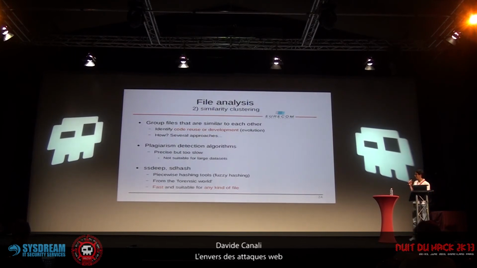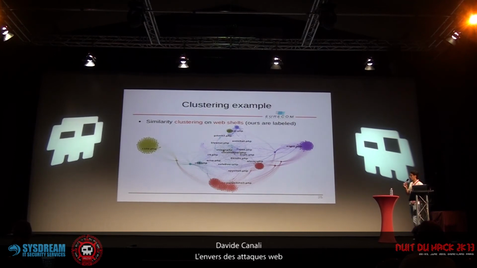So we ended up choosing a couple of tools that are taken from the forensic world. They are SSDeep and SDHash. You may know them. These are called piecewise hashing tools, or fuzzy hashing. They generate a fuzzy hash, and they compare fuzzy hashes. So basically, if you give them two files, they're able to tell you how similar these two files are to each other. And these tools are fast and suitable for any kind of file, also binary files. That's very interesting. So by using these tools, we're able to build our similarity graphs for the files we collected.